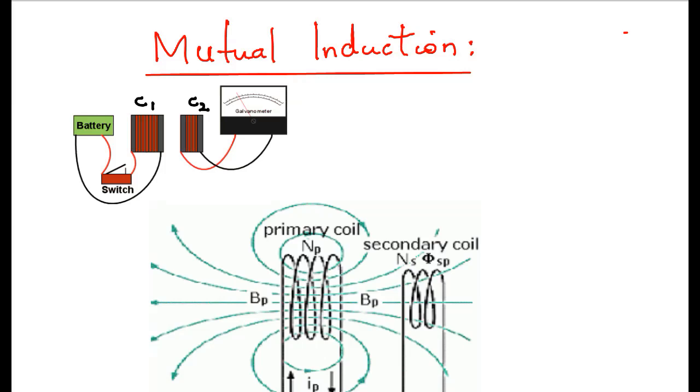Mutual induction. As noted in our earlier videos, a changing magnetic flux in one coil, in this case we'll call it C1, links with the second coil C2 and induces an EMF in it.